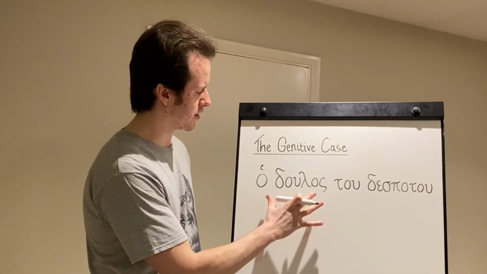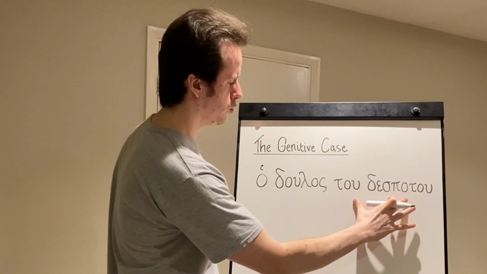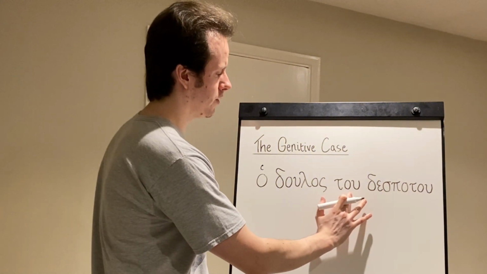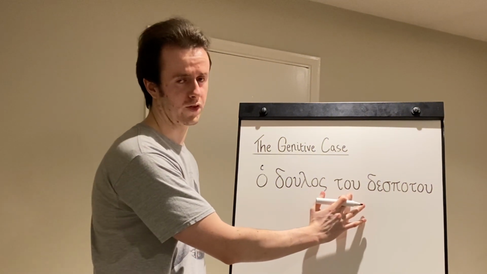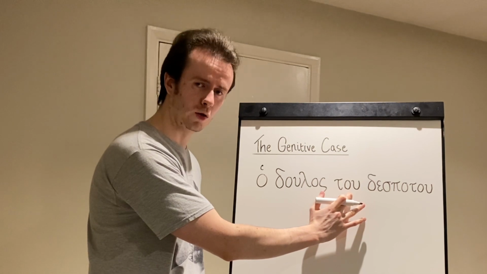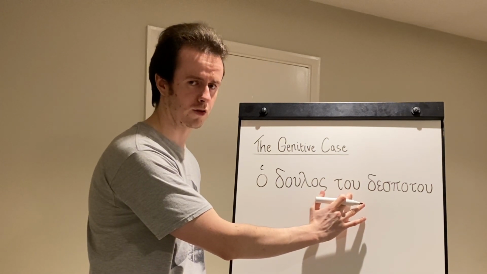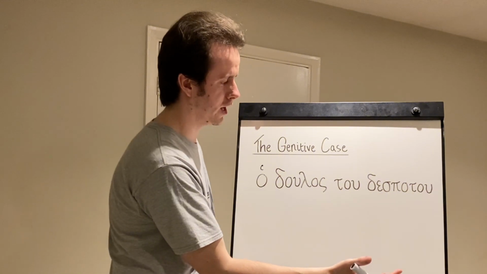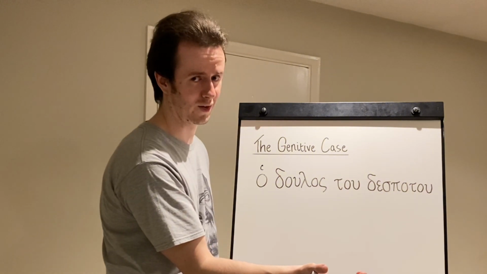So we know this says "the slave," but what about this tou despotou part? Well, we know that tou is either the masculine genitive singular form of the definite article or the neuter genitive singular form of the definite article. We can see that it's going with the noun despotēs, here despotou, because it's not in the nominative here.